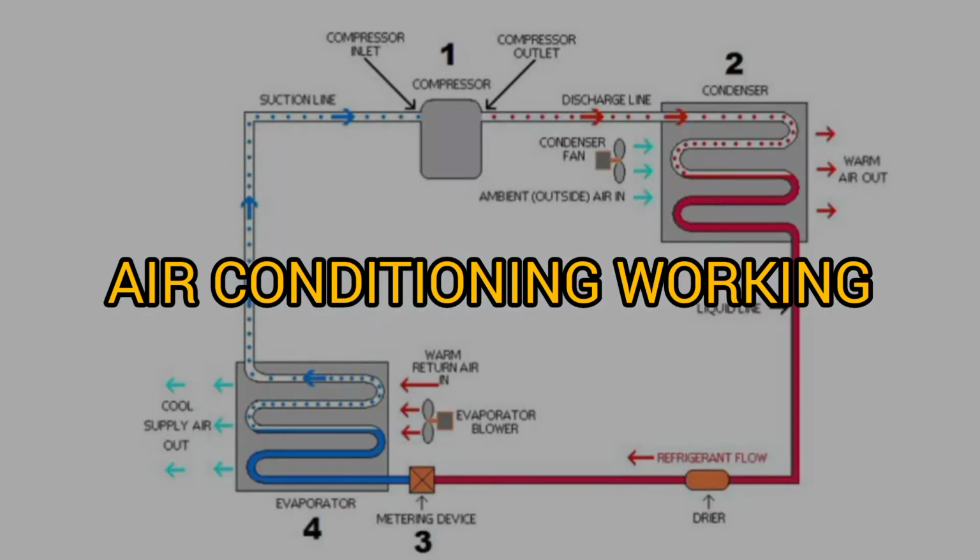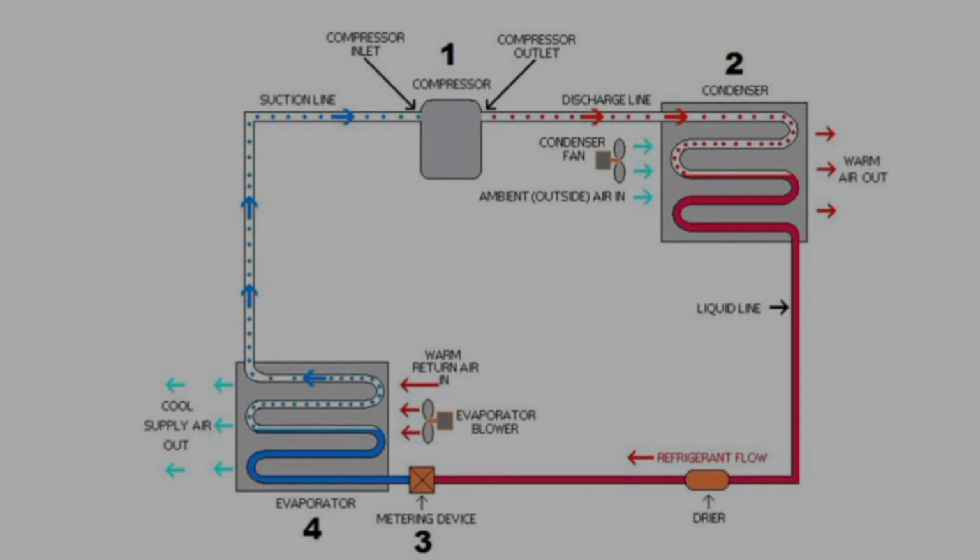Air conditioning working: in the diagram above, the compressor (1) compresses the refrigerant vapor and moves it towards the condenser. The heat of compression raises the temperature of the refrigerant vapor, causing it to be a high-pressure superheated vapor. As this refrigerant moves into the condenser (2), the condenser rejects the heat in the refrigerant, causing it to change state and condense into a high-pressure, high-temperature liquid.